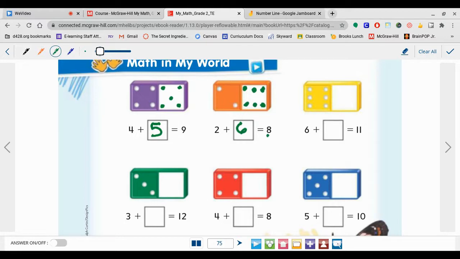All right, let's look at our yellow one. It says we're starting with 6. We need to add something, but then 11 will be our sum. So I'm going to stop when I reach 11. So I get to start at 6, and I'm going to keep counting as I add dots into my domino. So 7, 8, 9, 10, 11. How many dots did I add? I added 5 of those dots. All right, let's keep going.